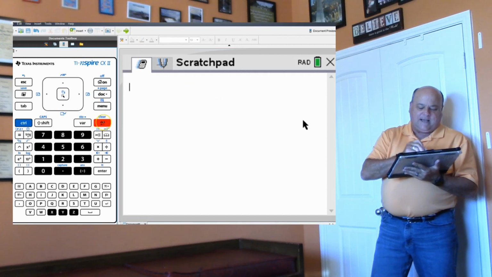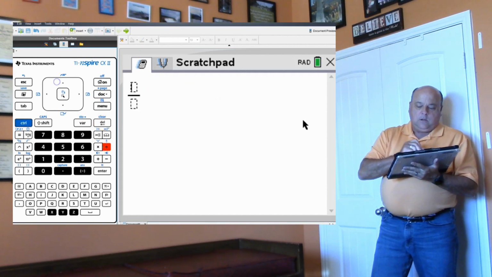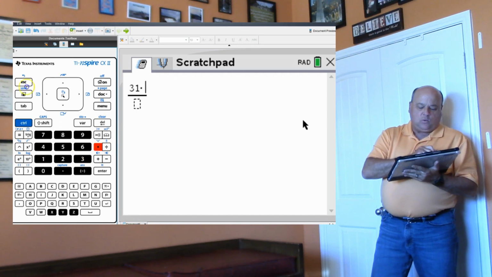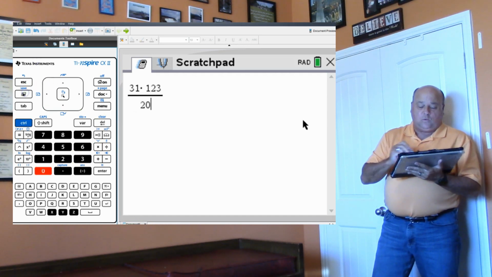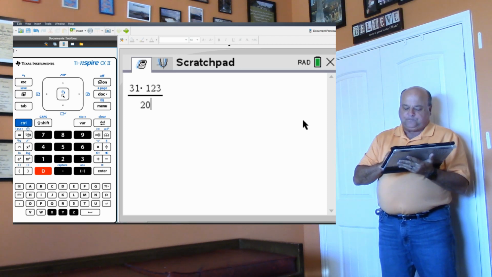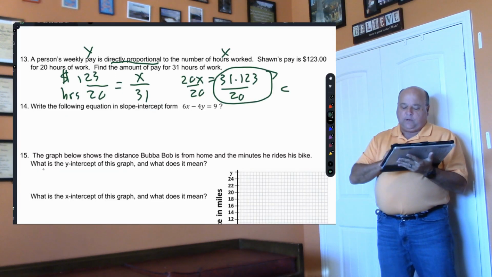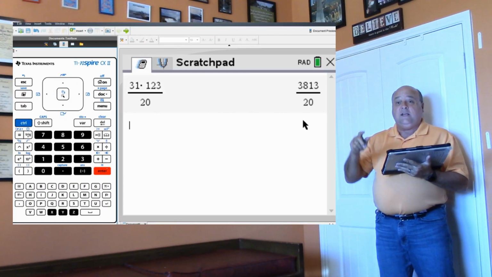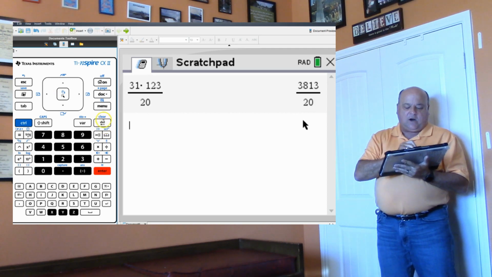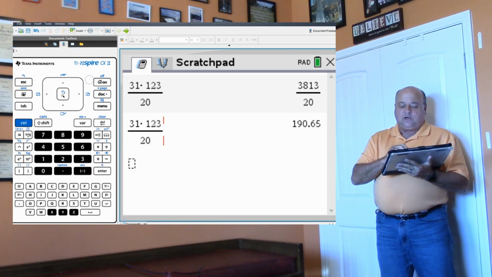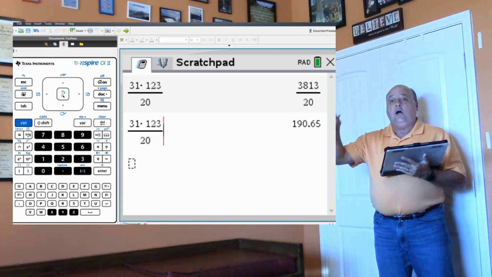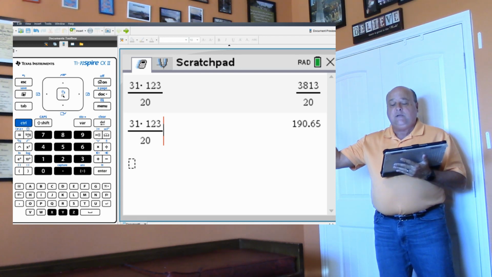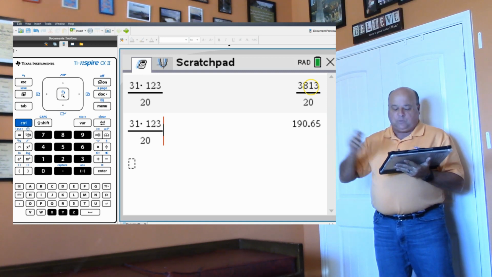So I'm going to hit Control Divide. 31 times 123, and then I'm going to divide that by 20. Let me make sure that's right. 31 times 123 divided by 20, and I'm going to hit enter. I'm going to get this. Now then I need to hit Control Enter to make it a decimal, so Control Enter, and this right here turns into a decimal, doesn't it? So I'm going to make $190.65. So if you get a fraction, hit Control Enter, and it will turn the fraction into the decimal.